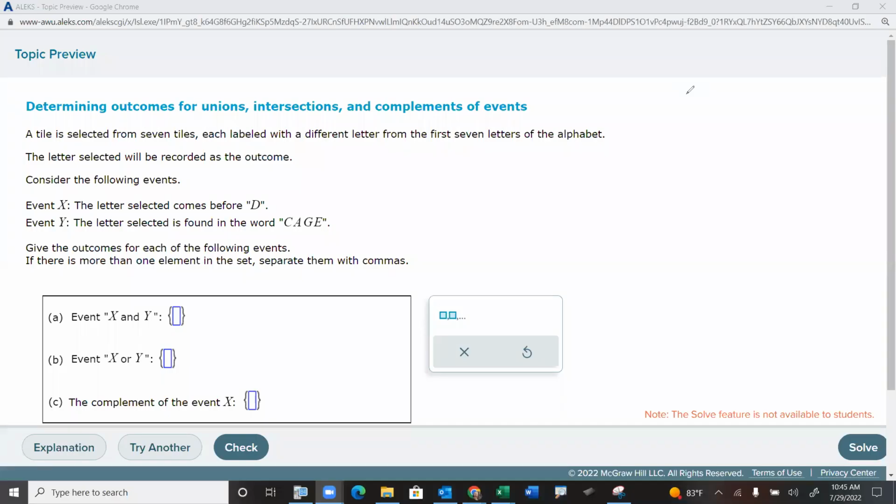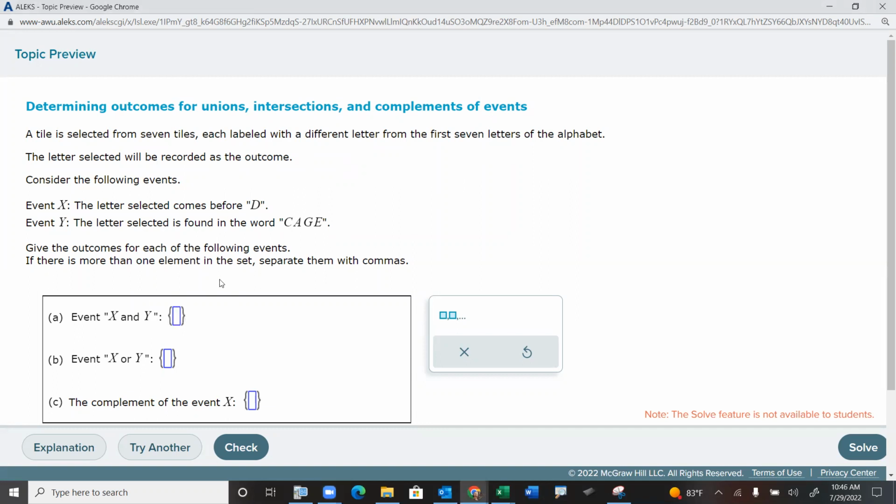Okay, on this one, they're just saying go find the event. So we're not finding a probability, just go build the event. All right, so we've got 7 tiles. Each one has one of the first 7 letters of the alphabet, so that's A through G. An event X is something before D, so A, B, C. And then event Y is you pick a C or an A or a G or an E. So what would event X and Y be?